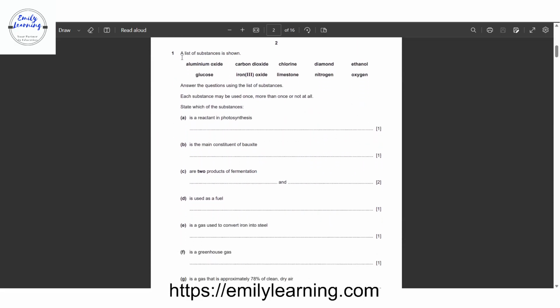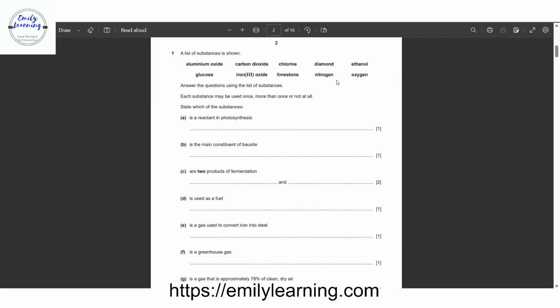So now let's take a look at this. A list of substances is shown. Answer the question using the list of substances. Each substance may be used once, more than once, or not at all. So you can use all these more than once or you don't use them at all. So let's take a look at the questions and answer them.